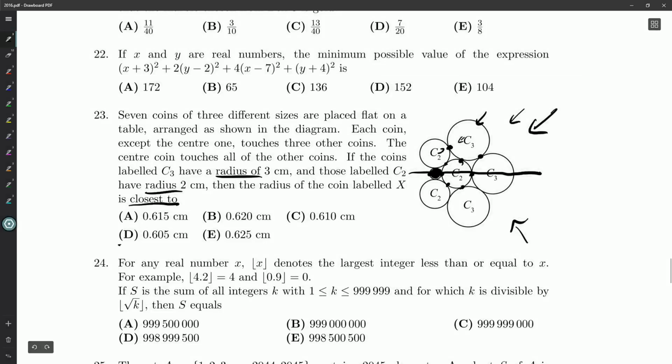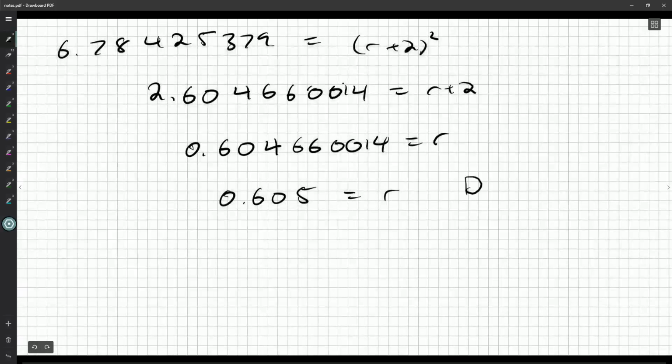And 0.605 is an answer of D. So that is exactly what I'm going to bubble in. And that should finish off question number 23 quite nicely. So we've got 2 more questions to go. Question 24 in the next video, and then 25 after that.